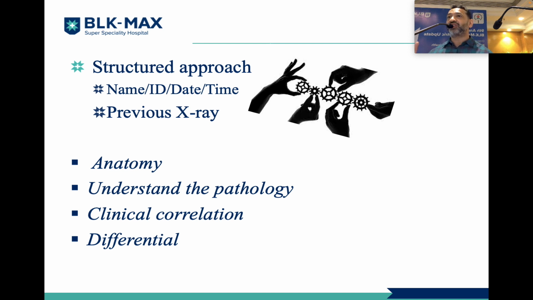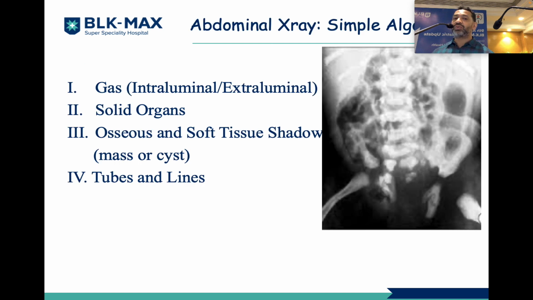One should have a fair idea about the normal anatomy, what we see in the X-ray, what normal anatomy looks like, and you should be able to pick up any abnormal or pathological finding on the X-ray. And then you can compare it clinically with the symptoms of the child, and then you should be able to formulate a differential diagnosis. So a very simple algorithm is that these are the 4 things you should always look for whenever you're reading abdominal X-rays.